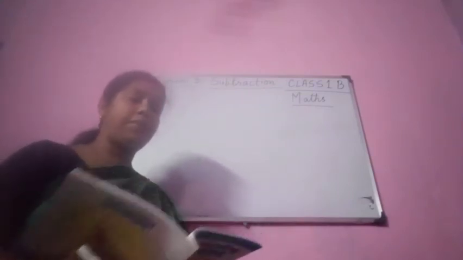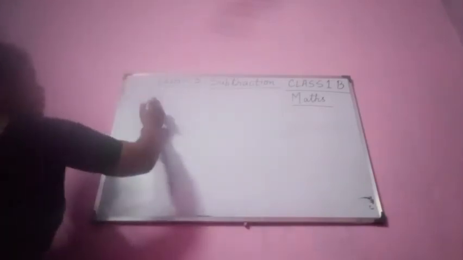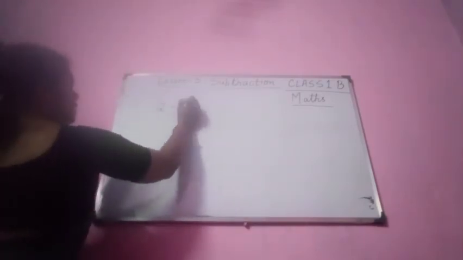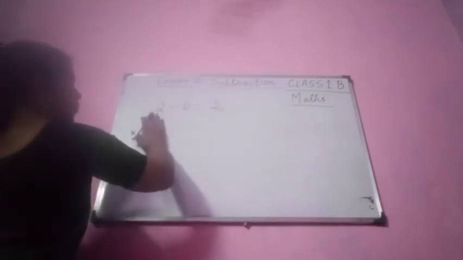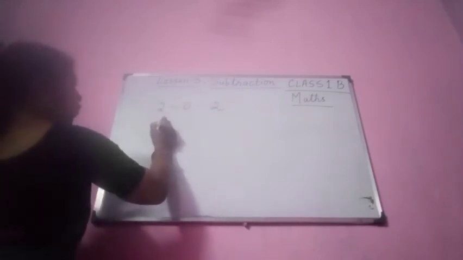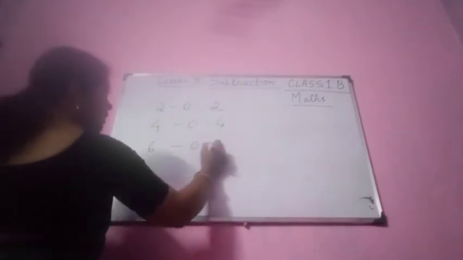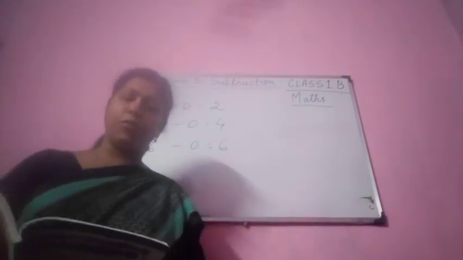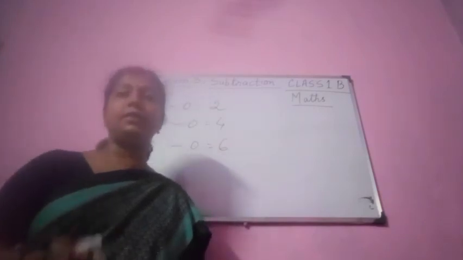When you subtract 0 from a number, what will be the answer? Suppose I am saying you 2 minus 0, it will be 2. Okay, when you are subtracting 0 from any number, the answer will be the number itself. So you see, 4 minus 0 will be 4. Okay, 6 minus 0 will be 6. So you see here, if we subtract 0 from any number, we get the number itself. We get the same number as the answer.